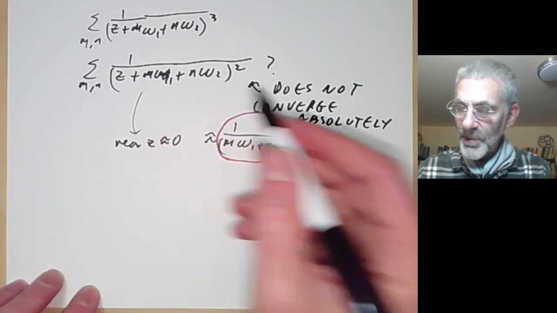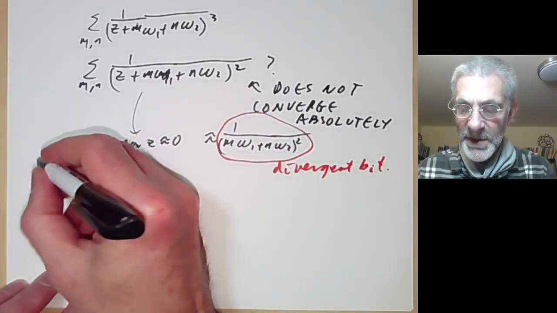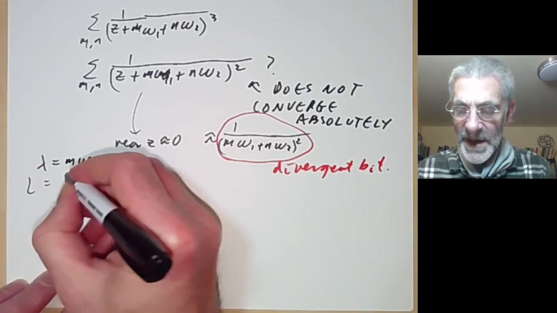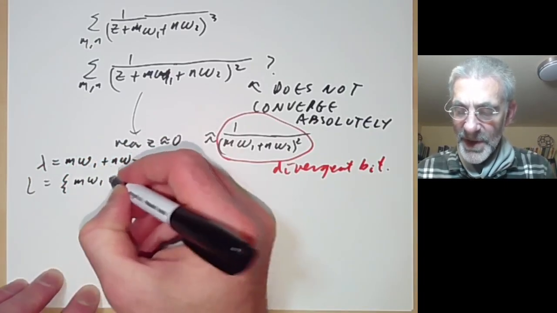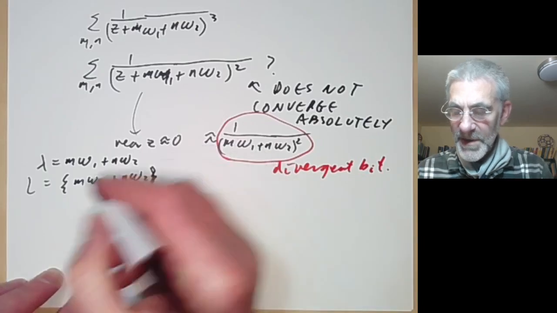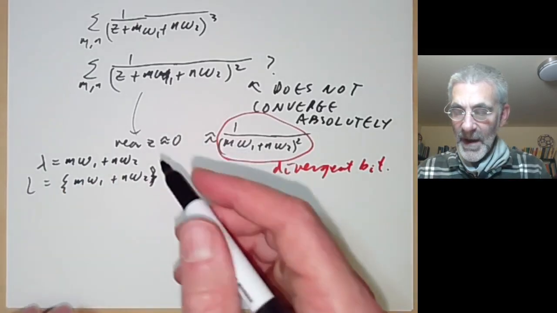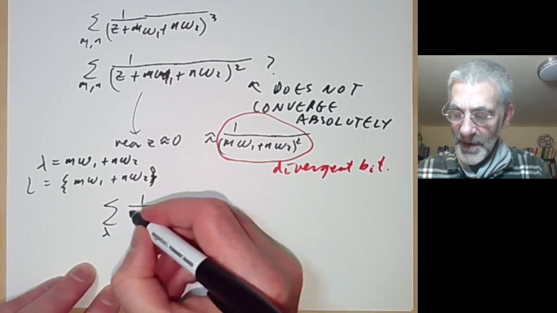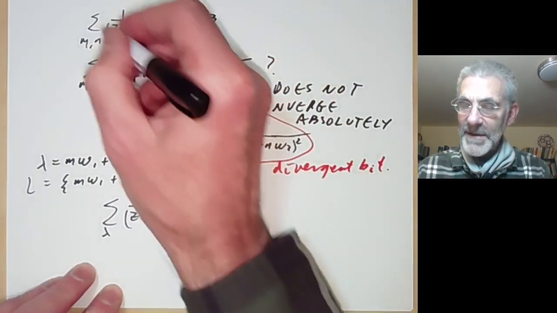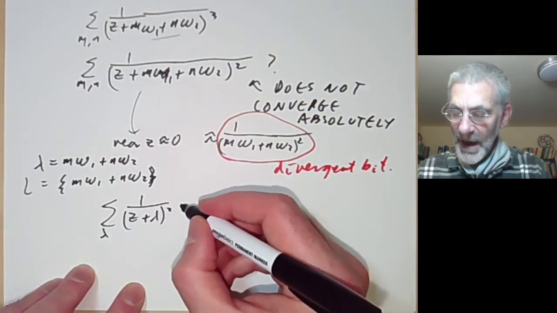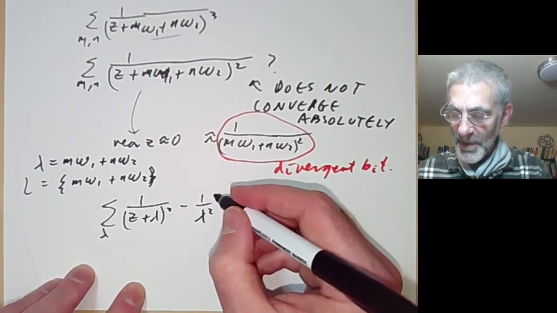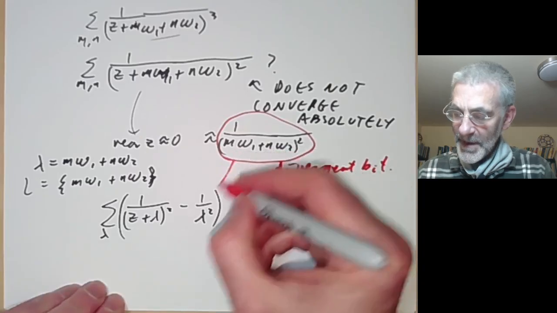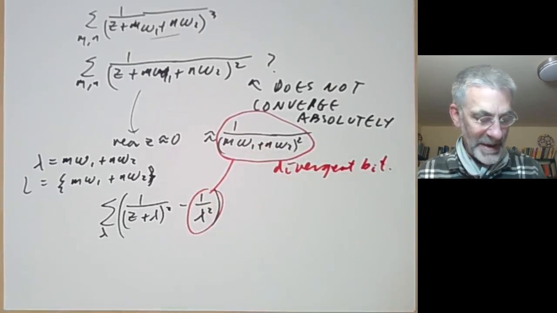And writing m omega 1 plus n omega 2 all the time is getting a pain. So I'm just going to write lambda equals m omega 1 plus n omega 2. And I'm going to write L for the set of all numbers of the form m omega 1 plus n omega 2. So L is the lattice that we're summing over. And then what we do is we take this sum over all lambda of 1 over z plus lambda squared, that's just this thing written in the lambda notation, and then we're going to subtract 1 over lambda squared from it. So the 1 over lambda squared is just this bit in slightly shorter notation.